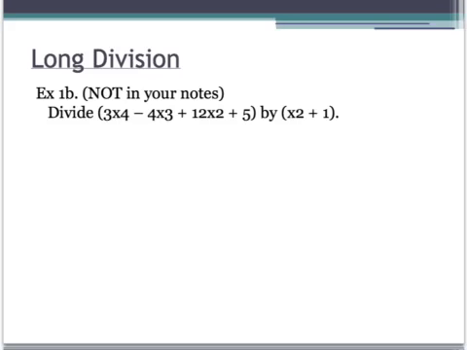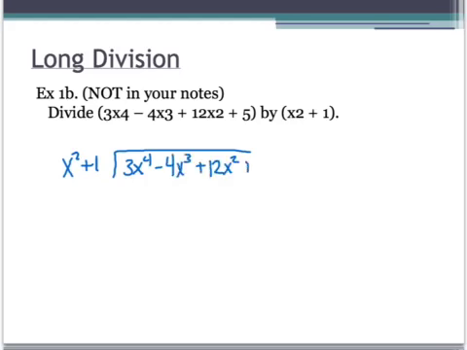Okay, now we're going to do another long division problem. This one is not in your notes. It says to go ahead and divide 3x to the 4th minus 4x cubed plus 12x squared plus 5 by x squared plus 1. So the x squared plus 1 is my divisor. And the 3x to the 4th minus 4x cubed plus 12x squared. Now I do have to write plus 0x plus 5.